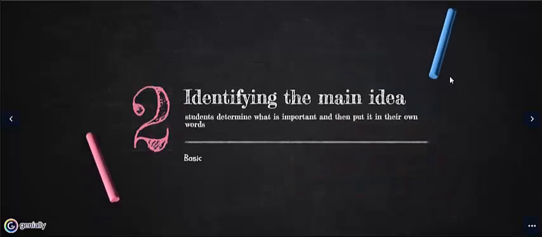The second is identify the main idea. The purpose of this technique is that students determine what is important and then put it into their own words.